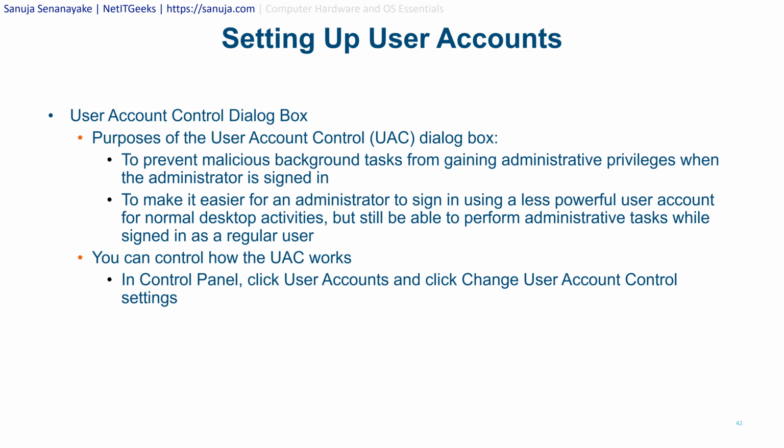It also makes it easier for an administrator to sign in using a less powerful user account for normal desktop activities but still be able to perform administrative tasks, which can be facilitated using the user account control, UAC. You can control how the UAC works. In the control panel, click user accounts and click change user account control settings to manage how the UAC dialog box will pop up. But in general, I would recommend keeping it at the default, especially for home users. Just install and don't even go in here and change any of those settings, because that will give them the maximum protection from unauthorized administrative tasks being executed.